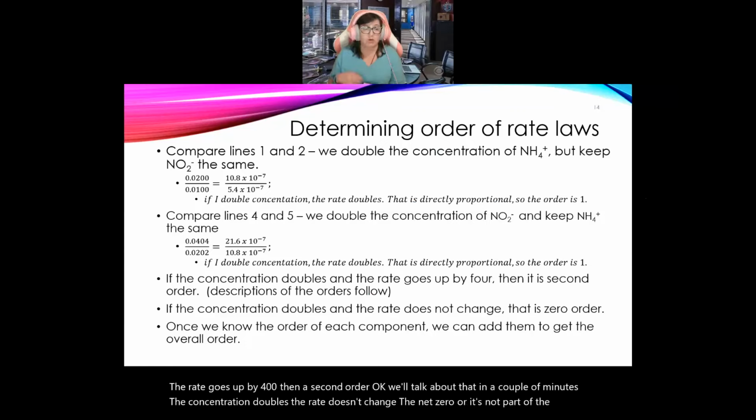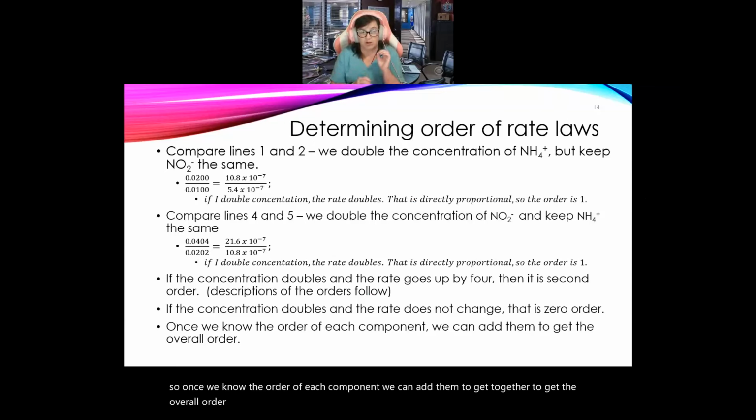Okay, so once we know the order of each component, we can add them together to get the overall order. So I know that I have a 1 for NH4 plus, I have a 1 for NO2 minus, so overall it's a second order reaction, first order in each component.